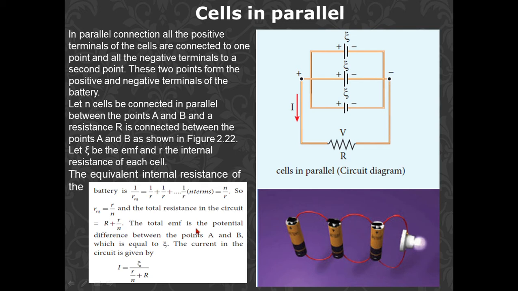The total EMF is the potential difference between the point A and B, which is equal to psi. The current in the circuit is given by Ohm's law: I is equal to V by R. Here V is nothing but psi, divided by the total resistance, which is small r divided by small n plus capital R. So I is equal to psi divided by r by n plus capital R.